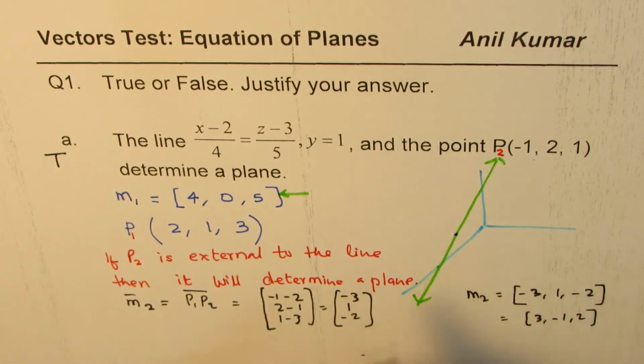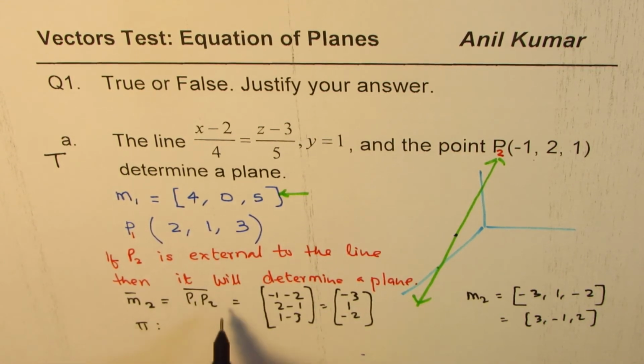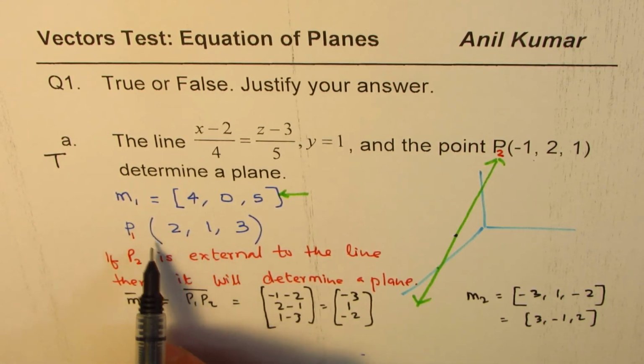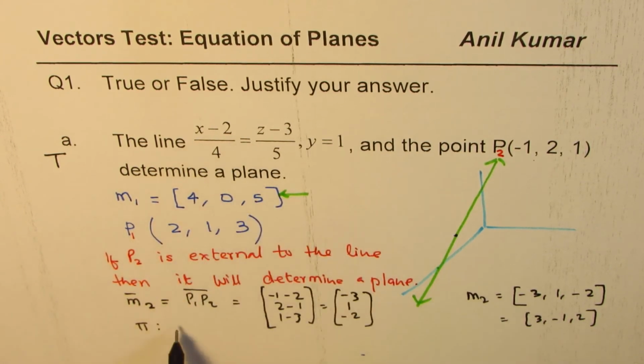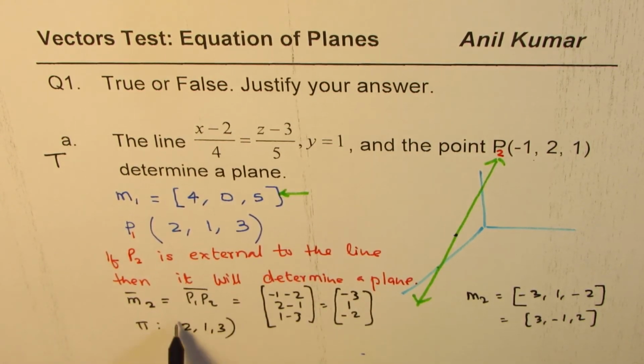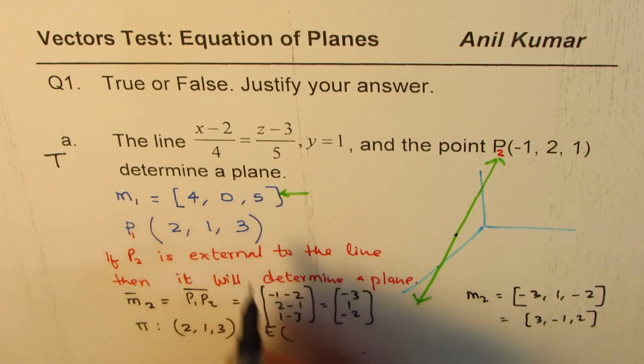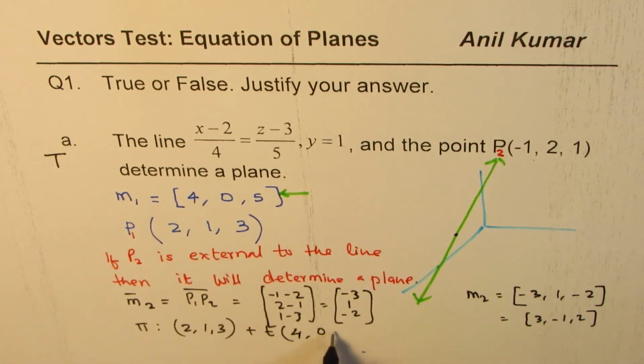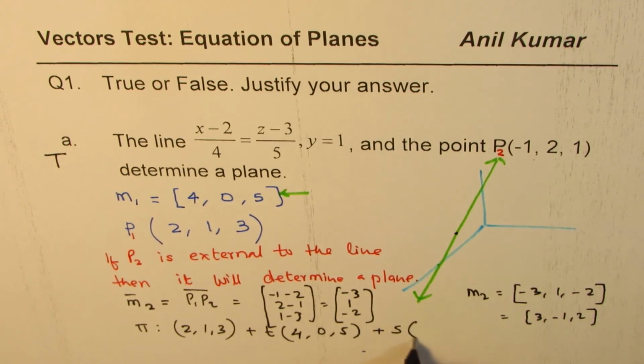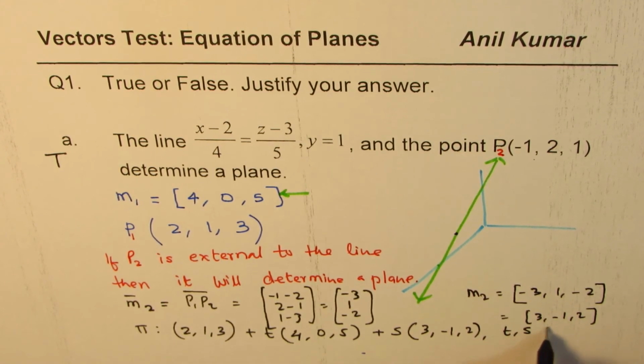And if you want, you can write down the equation of the plane also. So the plane will be the point on the line which is given to you, which is (2, 1, 3), plus t times one of those directions, (4, 0, 5), plus s times (3, minus 1, 2), where t and s belong to real numbers. So that becomes the equation of your plane, right? So I hope that helps you to understand quite a few concepts, and also tells you how to write the equation of a plane from a given line and a point.